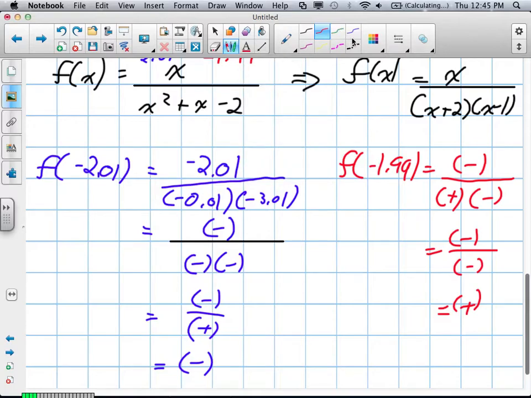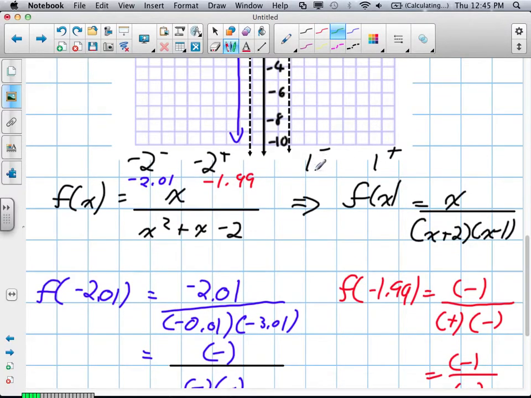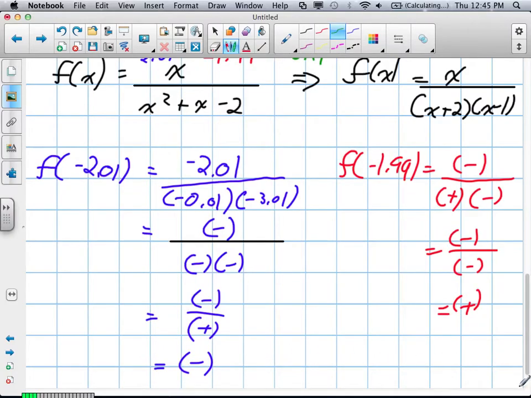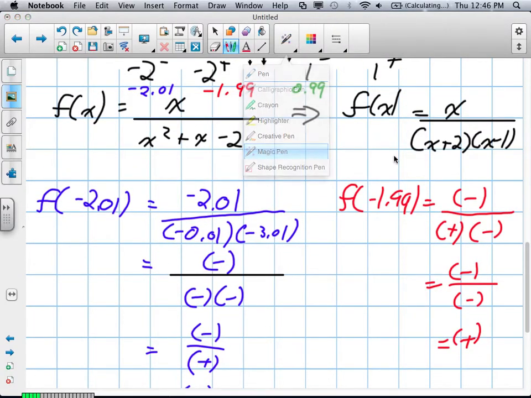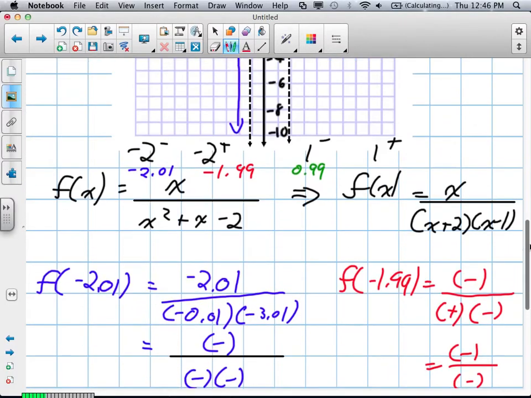Same idea again. Left of 1 will give us 0.99. Okay, so let's talk about putting that into our function. f at x when it's 0.99. Now remember, we had an x on the top of the equation, so this is a positive value, so I'll have a positive on top. And let's go reference the bottom here. If I plug in 0.99 into this part, we'll get a positive. And if I put 0.99 into this, I'm going to get a negative. So I'm going to have a positive and a negative here.